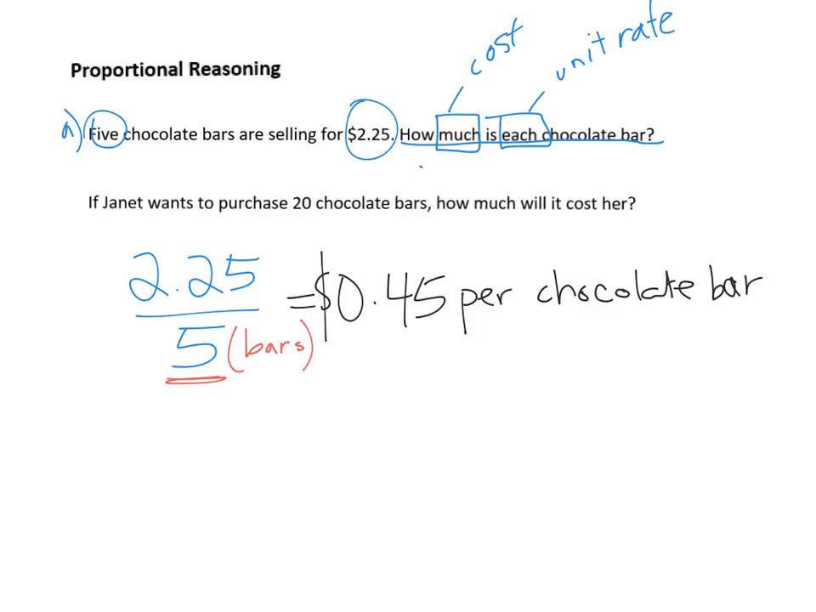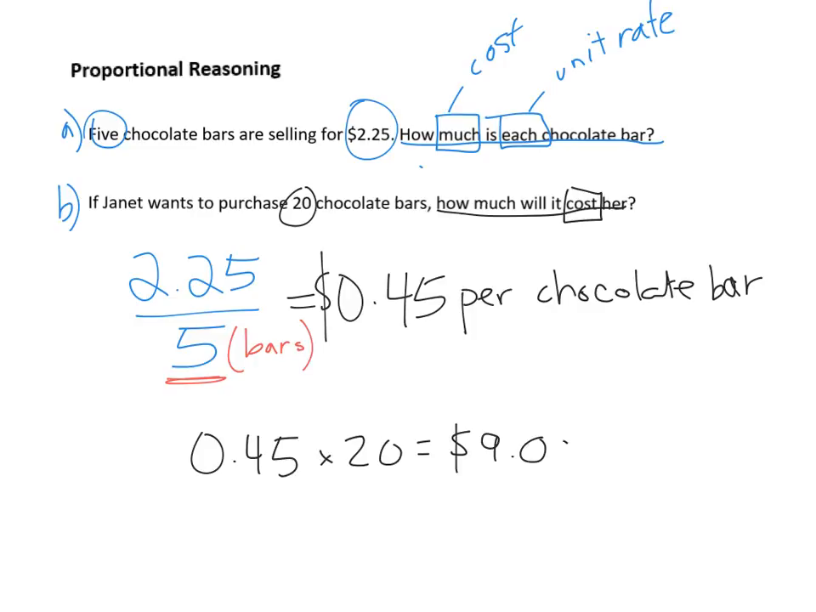Okay, then I want to answer question B. Again, I'm going to use CUBES. Janet wants to purchase 20 chocolate bars. How much will it cost her? Underline my question. It's asking about total cost. And so the simplest way to do question B is I can see that it costs me 45 cents per chocolate bar, and I want 20, so I'm just going to do 0.45 times 20, and that's going to give me the answer of $9, and that's the answer for B.